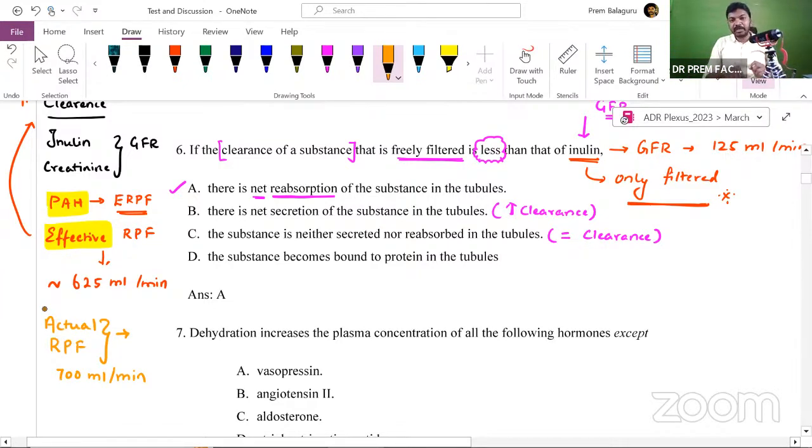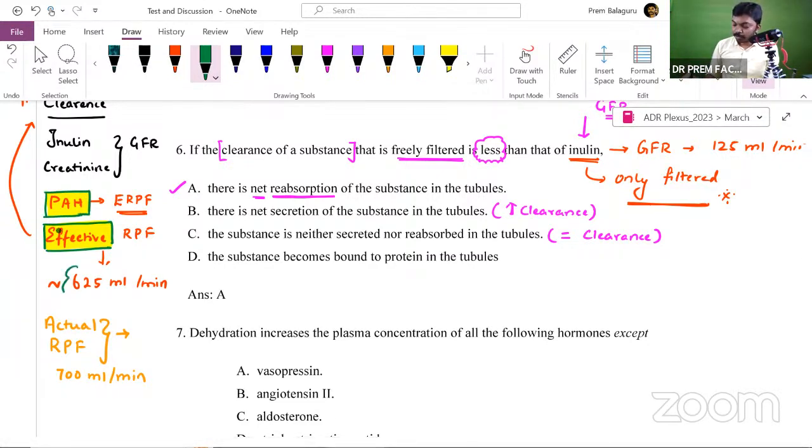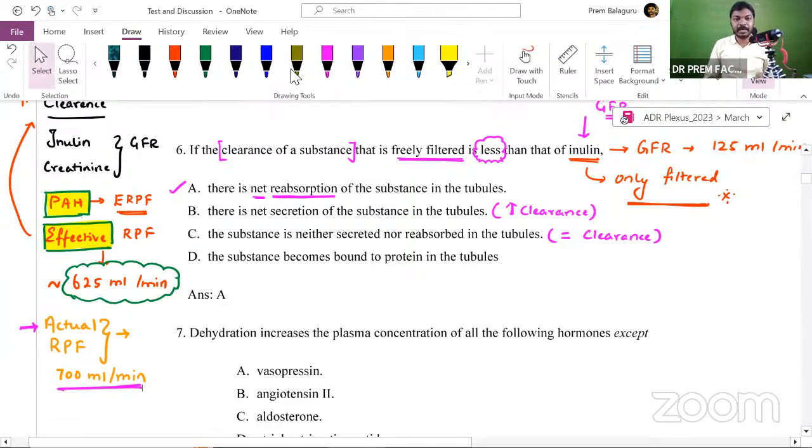So please remember, if your question does not say the word effective, you can't think of it as a complete volume. You have to make sure what your question is meaning. So how are you going to pick the clue from your question? Look at these words. Either your question has to use the word effective or your question has to use the word para-aminohippuric acid. If you see these two words in your question, you got to pick 625 ml as the answer. If you don't see these two words and your question is giving you actual renal plasma flow, you got to use the number 700 ml per minute. So that's a subtle difference, doctors. All right, please be aware of the difference.